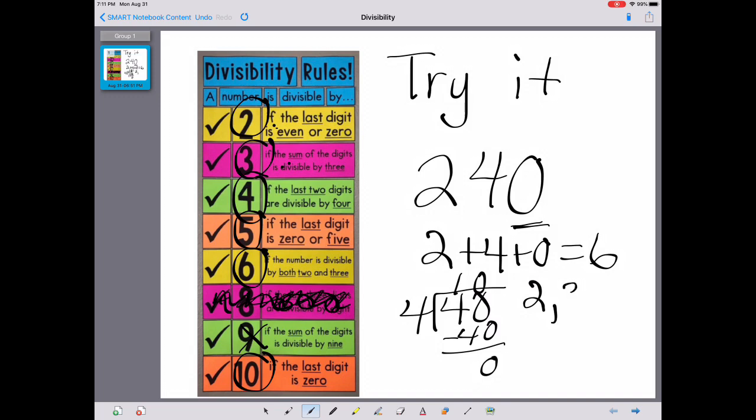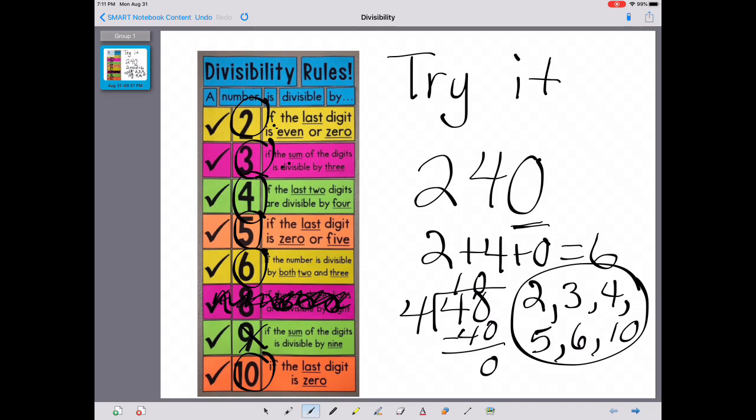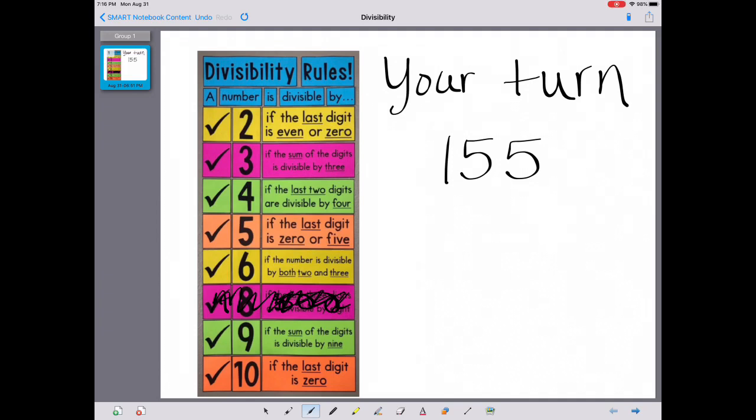And we don't usually use the 8 rule. So the answers are 2, 3, 4, 5, 6, and 10. Definitely composite, because composite means other numbers go into it. Now your turn. Pause for a minute and try it. And this is the answer.